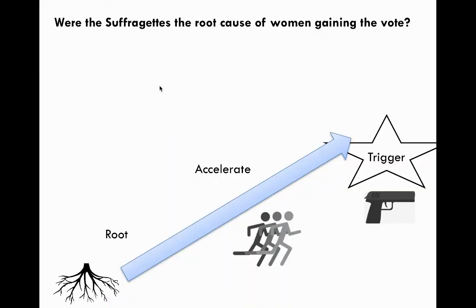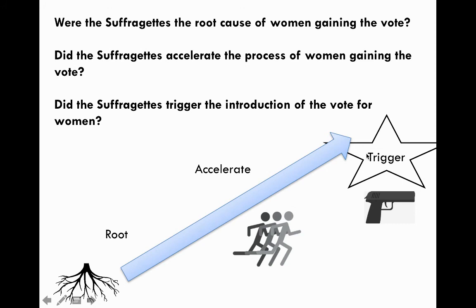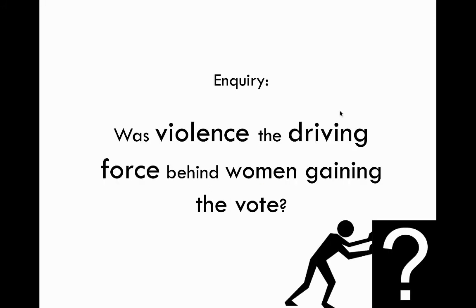And finally, back to our overall thinking about why women gained the vote. So it's about causes, so we need to think about the different types of causes. Were the suffragettes the root cause, so that foundation again? Were they actually accelerators? Did they help speed up the process of getting the vote? Or were they the trigger? Did they finally make women gain the vote all of a sudden? What do you think? And that's because it's a reminder that our inquiry is all about the causes, the reasons for women gaining the vote. And was it violence?